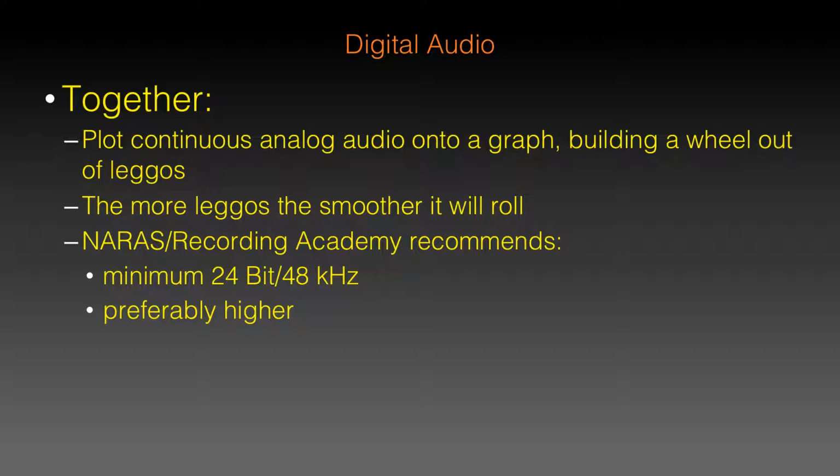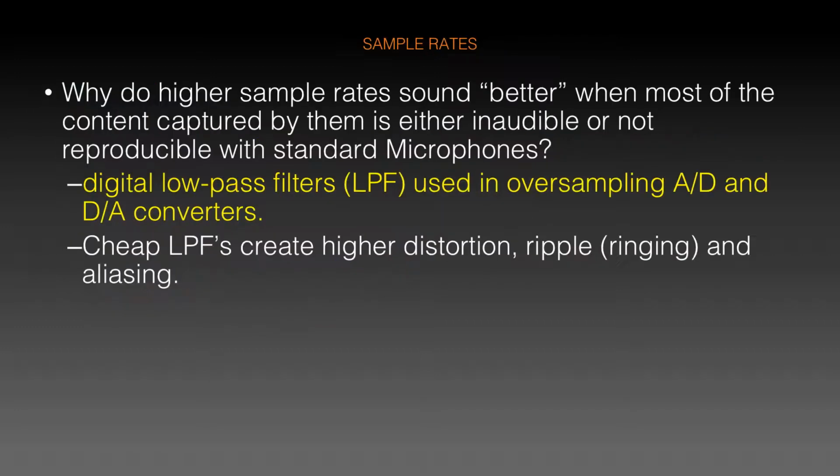When you're recording, you want to have the highest resolution source possible. The National Academy of Recording Arts and Sciences, in their recording guidelines, recommends a minimum of 24-bit 48K in your recording process, preferably higher. Why do higher sample rates sound better when standard microphones can't even capture frequencies up that high? Most people can't hear up that high either. Why isn't 44.1 good enough?